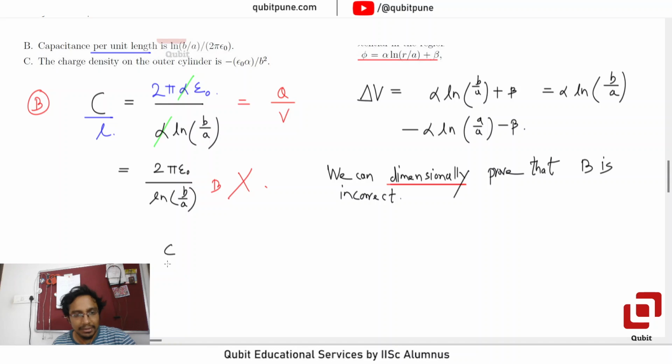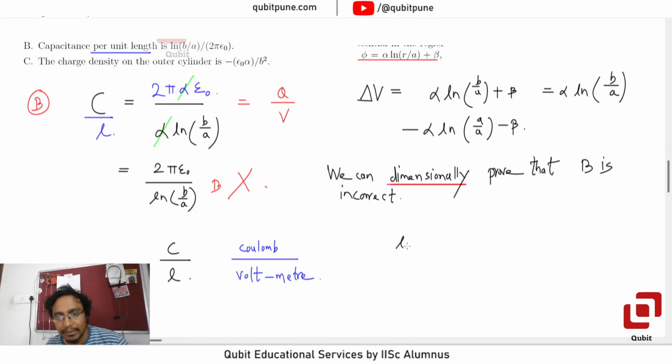डायमेंशंस ऑफ LHS, इट इज कैपेसिटेंस पर यूनिट लेंथ, है ना. अब देखो, कैपेसिटेंस का यूनिट क्या होगा? कूलम पर वोल्ट मीटर, है ना, because of the length. Now let us go to the quantity on the right hand side. ln b upon a तो dimensionless है, 2 pi epsilon नॉट है, मतलब अभी हमें सिर्फ 1 upon epsilon नॉट का डायमेंशन यूनिट चाहिए.